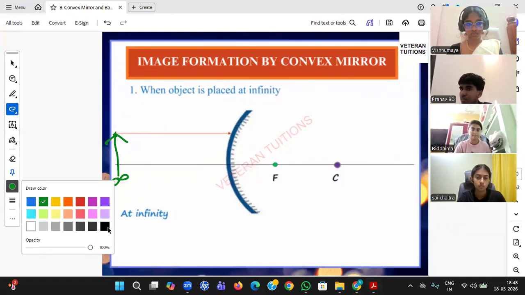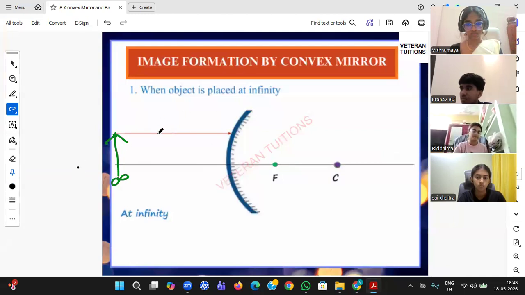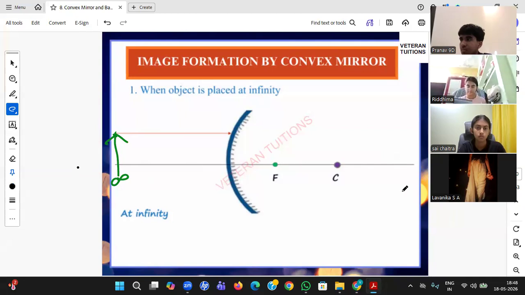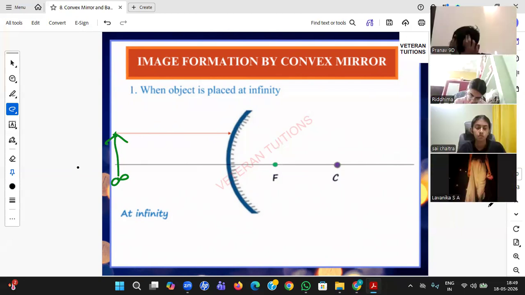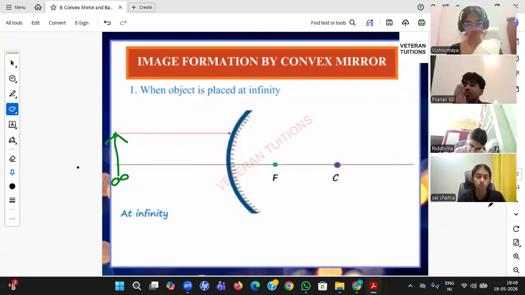Yes, Ritika, what should be my next step, beta? Once the ray is incident, the normal. So where is the normal here? How to draw the normal? The normal in a circle, the normal in a sphere should be what, beta? We have discussed this. Yes, Pranav, I should draw the normal once the ray is incident. So how should I draw the normal? We have discussed this.